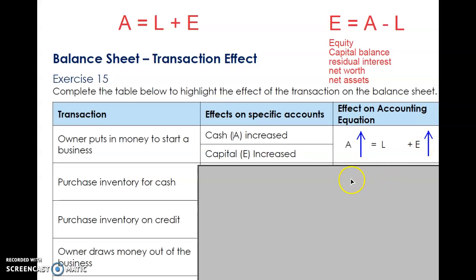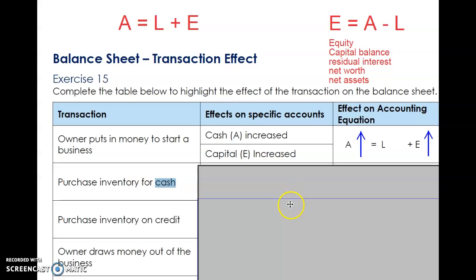That sounds easy enough. So let's have a look at this next transaction. Purchase inventory for cash. So what are the two accounts that are going to be affected here? Well, of course, it's the inventory account and the cash account. So if we pay for something, if we purchase something for cash, cash is going out, cash is decreasing. Our cash account will decrease. And we're purchasing inventory. So our inventory increases. And of course, these are both asset accounts.